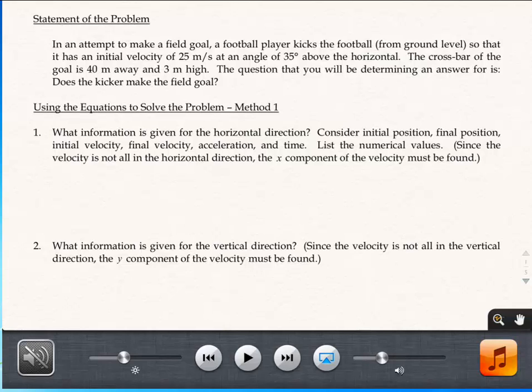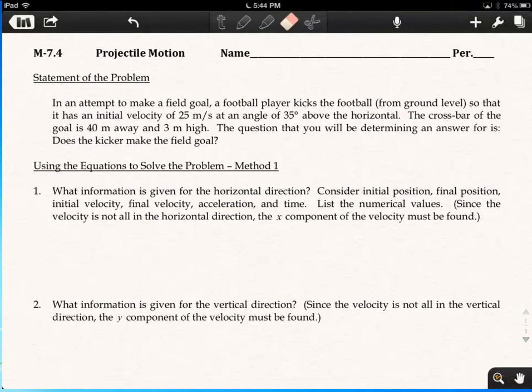Okay, so let me set up the problem a little bit. We have a velocity for the football, and it's kicked to the right. Well, I don't know that, I'm just making that up, I guess. But it says 35 degrees above horizontal at 25 meters per second. Okay, that's what it says. So our job is to figure out does it make the goal.